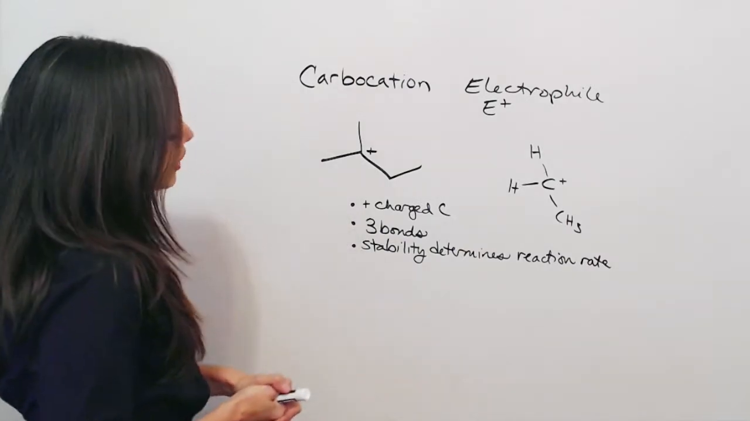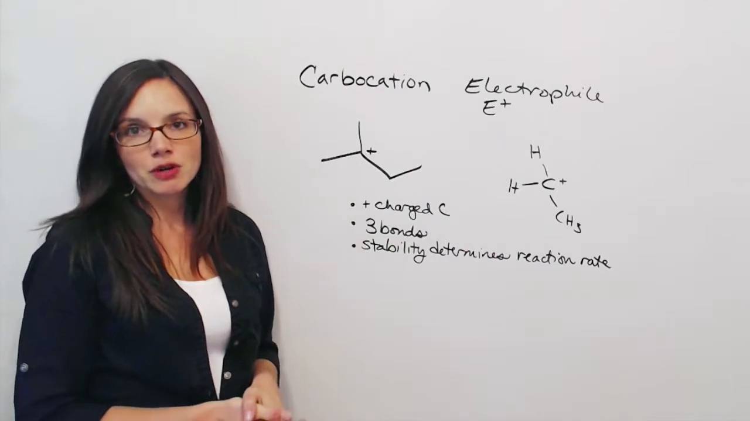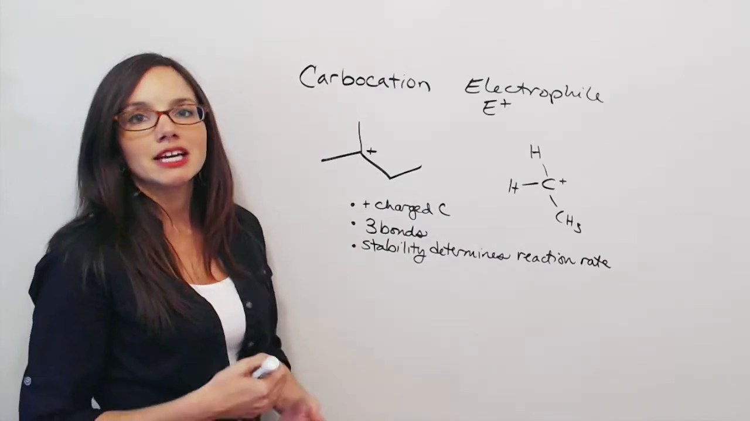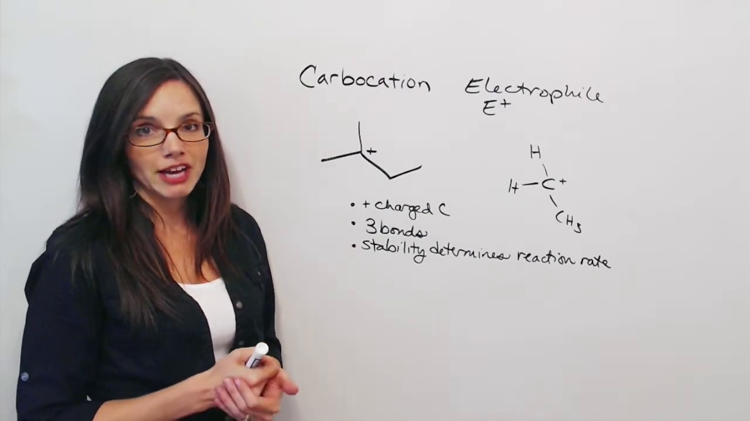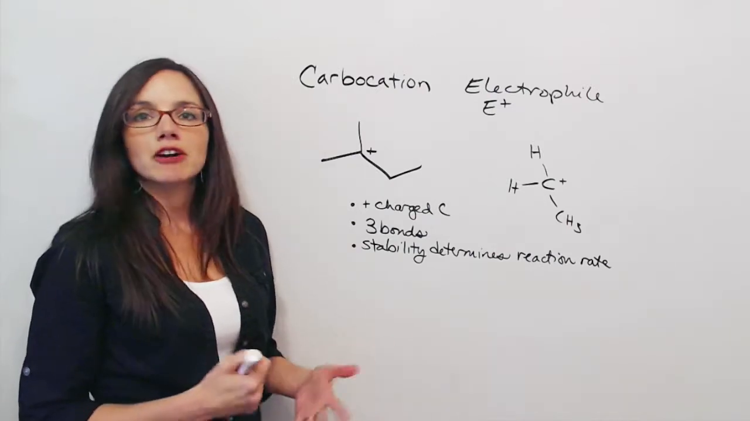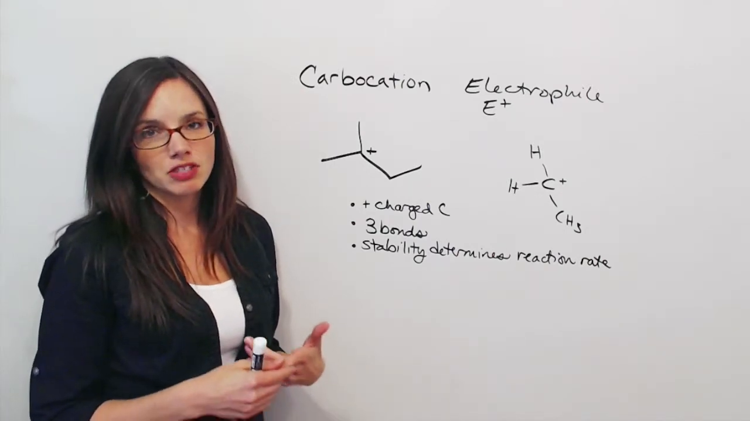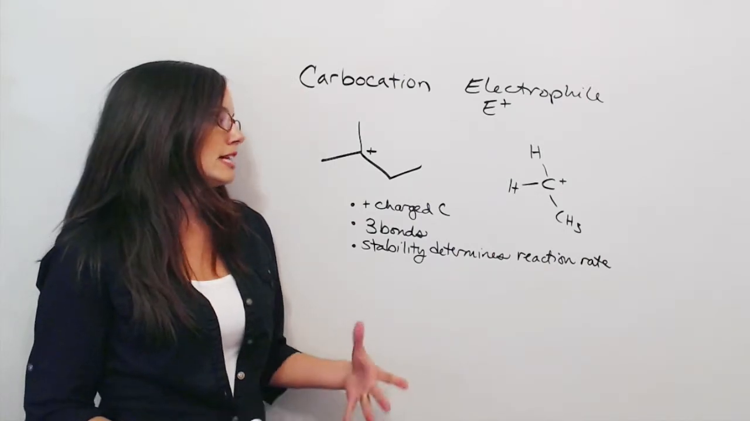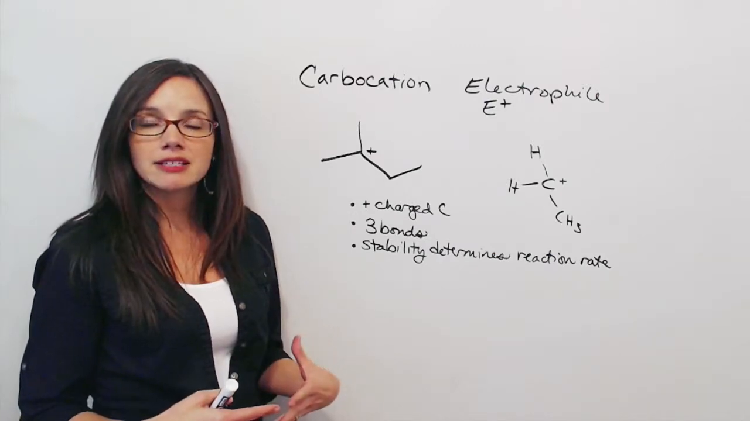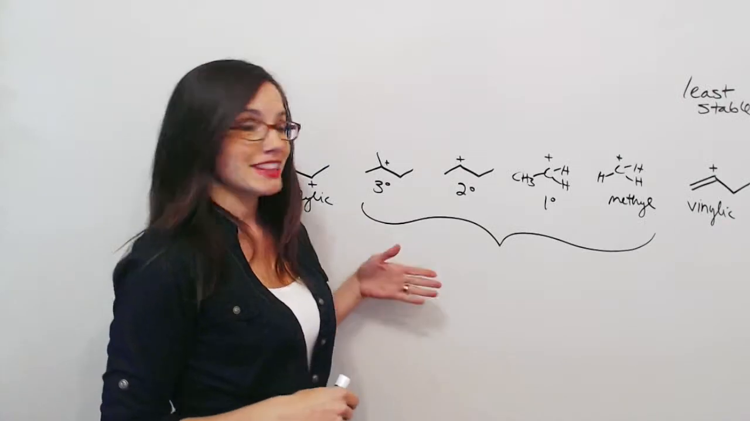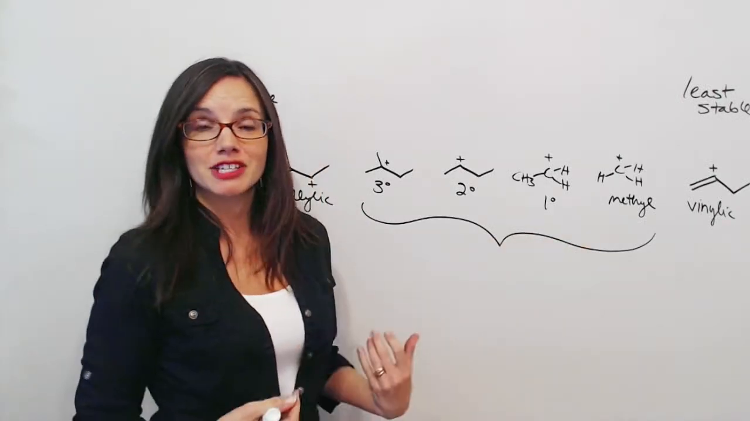An important thing about carbocations, and something that we're really going to focus on here, is that a carbocation's stability determines the rate of a reaction. So we don't just care that carbocations exist, we care how stable they are relative to one another. So let's take a look at some different types of carbocations and rank their stabilities. Let's take a look first at these standard carbocations that are discussed in your book.